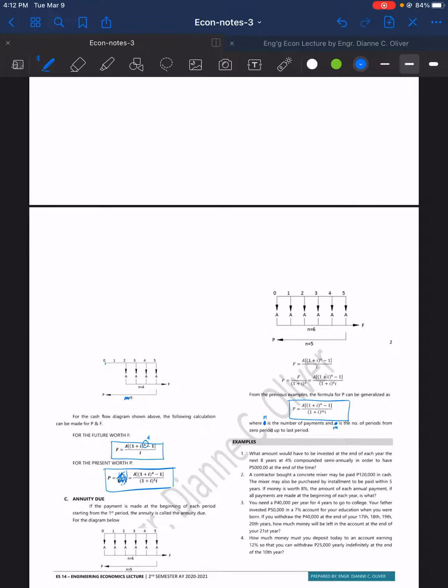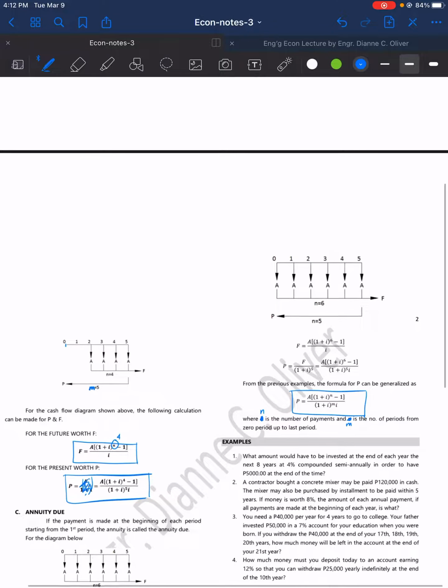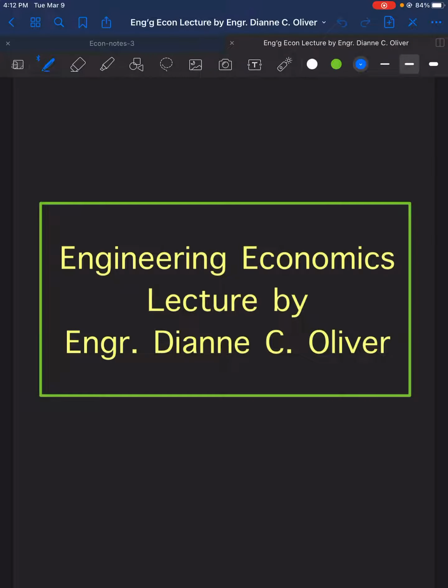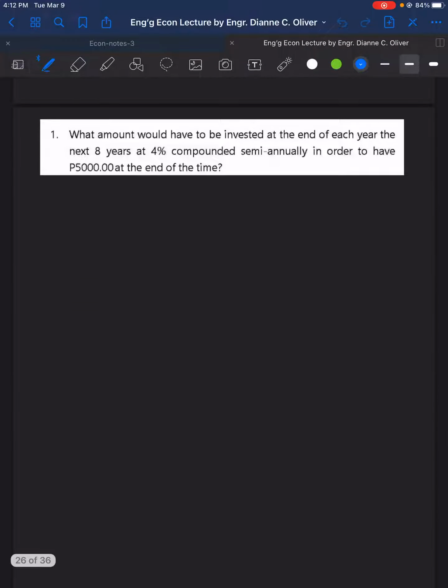Let's try to solve the examples so as to practice what we have learned. Number 1: What amount would have to be invested at the end of each year for the next 8 years at 4% compounded semi-annually in order to have 5,000 pesos at the end of that time?